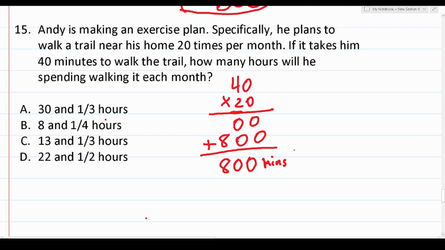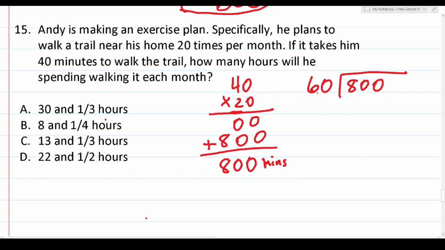Now we have to convert these minutes to hours and minutes. And the way we're going to do that is by taking 800 minutes and dividing that by 60, since there are 60 minutes in an hour. Again, that's a conversion you have to know for the ASVAB. 60 minutes per hour. So again, 800 minutes to hours, we got to divide by 60. And let's go ahead and do this.